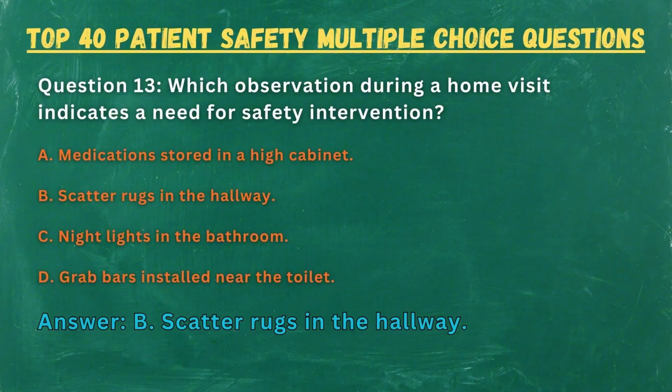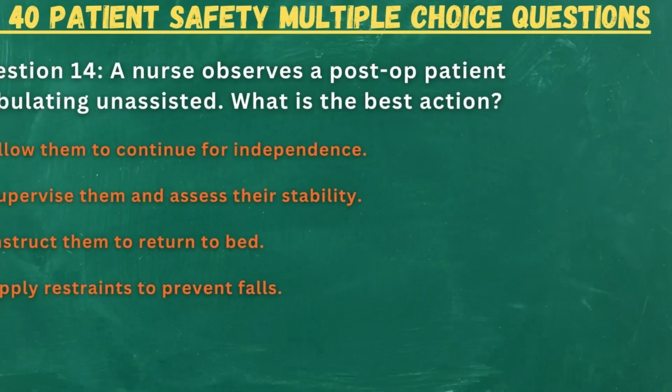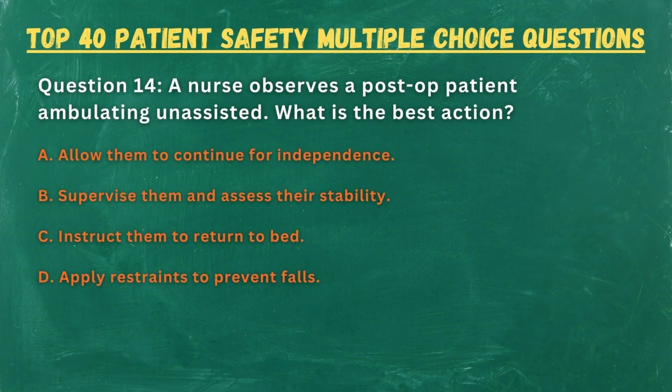Answer: B. Scatter rugs in the hallway. Question 14. A nurse observes a post-op patient ambulating unassisted. What is the best action?